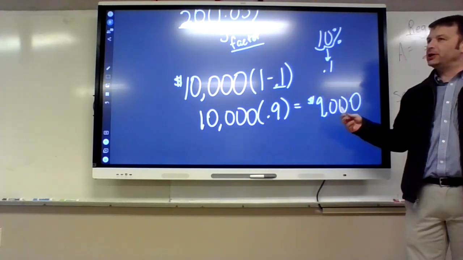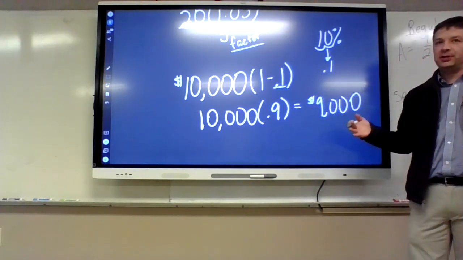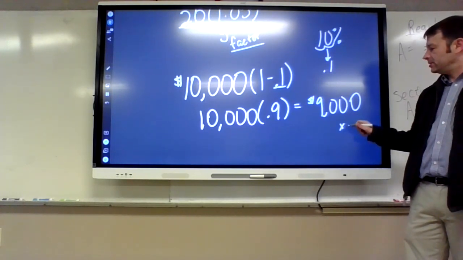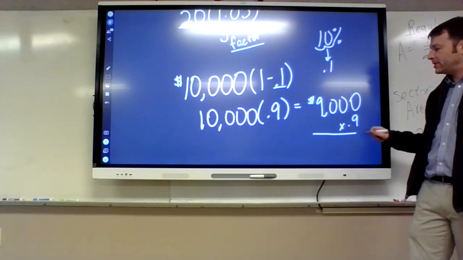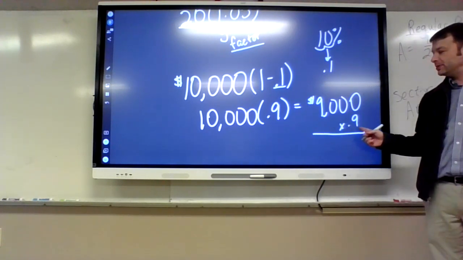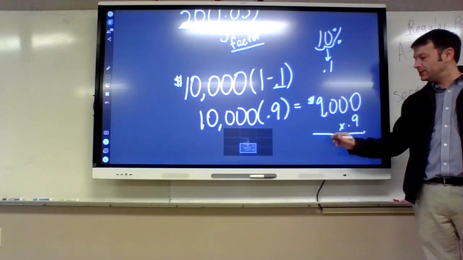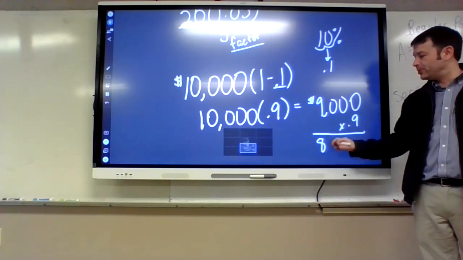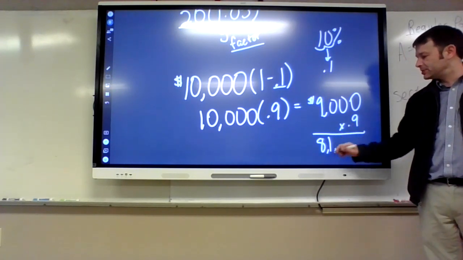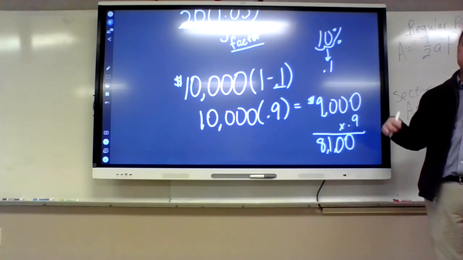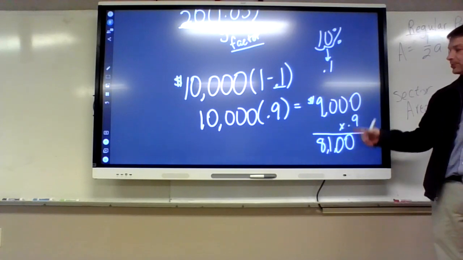Okay, but what if we want to know the value of the car after 2 years? Well, no, because when we multiply this by 90%, 0.9 is 90%, when you multiply by another 0.9, you get 8,100. So actually this next year it only dropped $900 as opposed to $1,000.